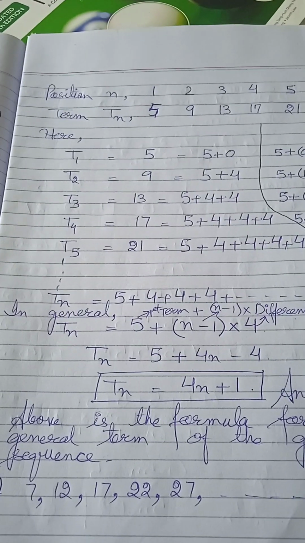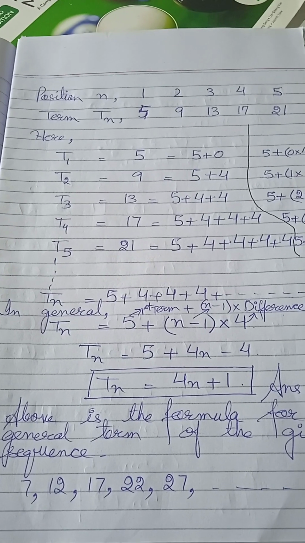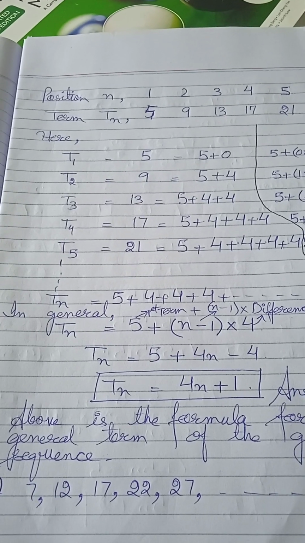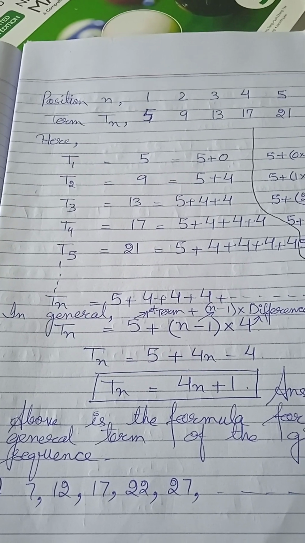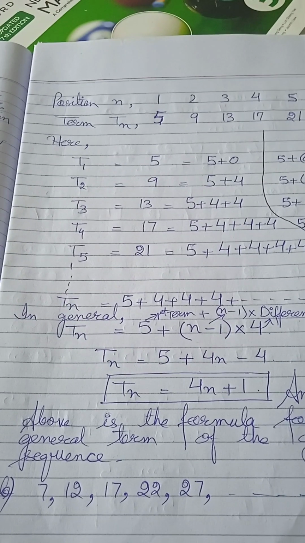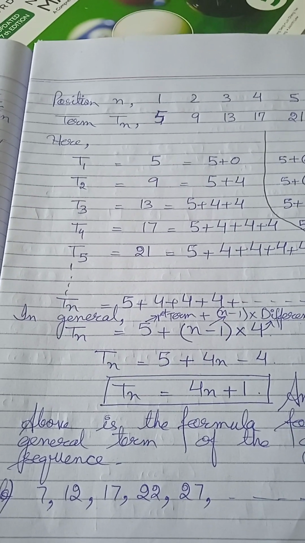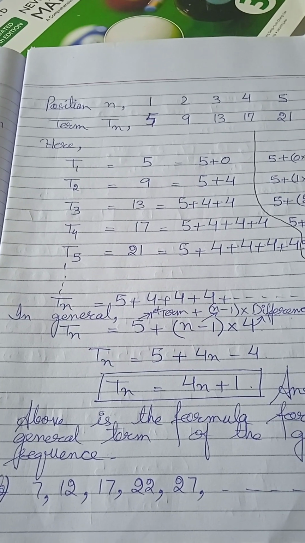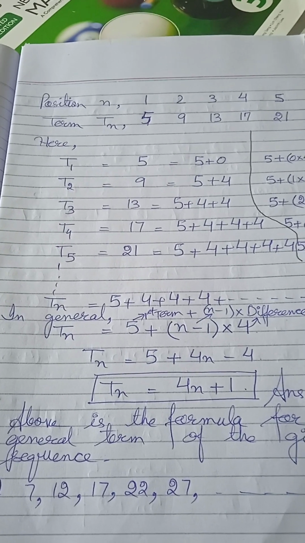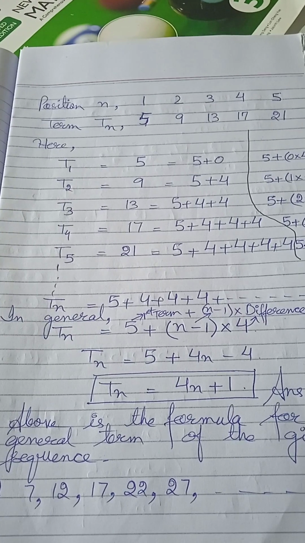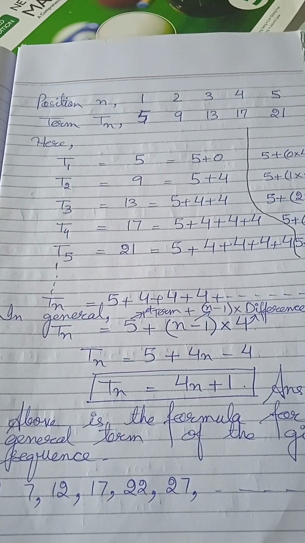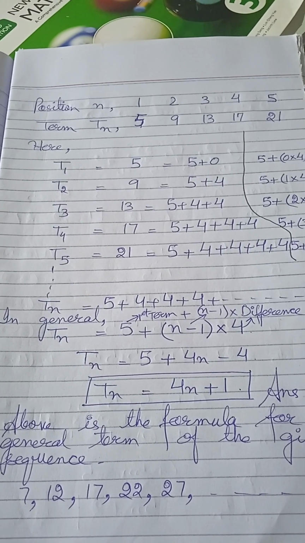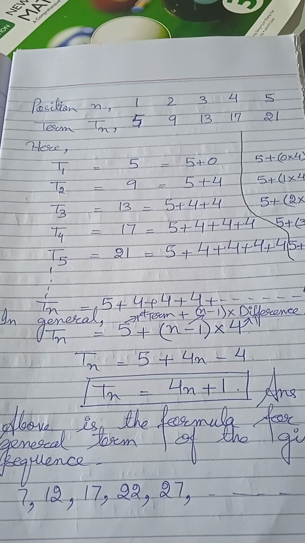Here the question arises, why do I write n minus 1, not n? Because the first term I have already written, that is the first term is 5, and it is written in its original form 5. So I have to subtract one term from the nth term, that's why I write here n minus 1. If I haven't written this 5, then there is no need to write n minus 1, because I know my first term is 5, and in all the next terms 4 is being added, so I write here n minus 1 multiplied by 4.